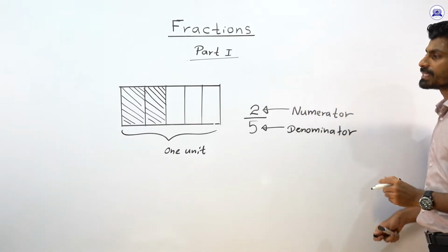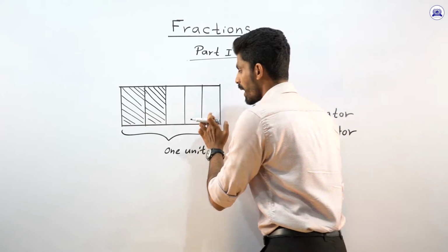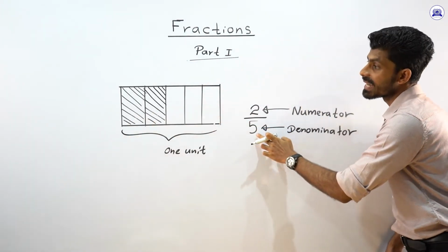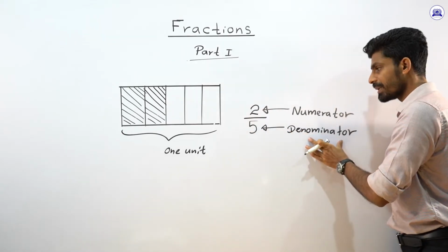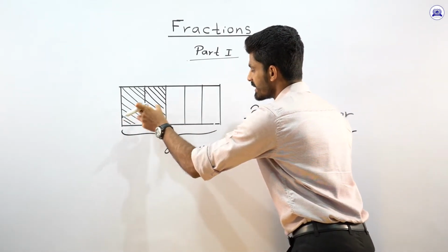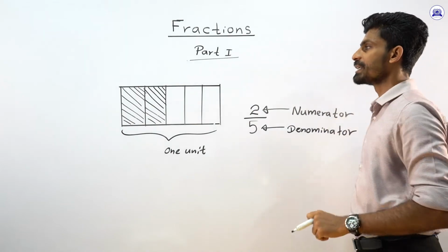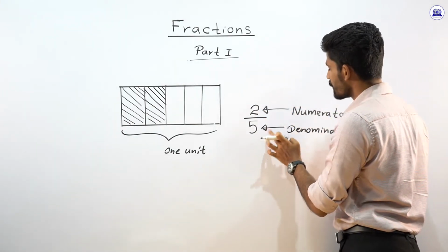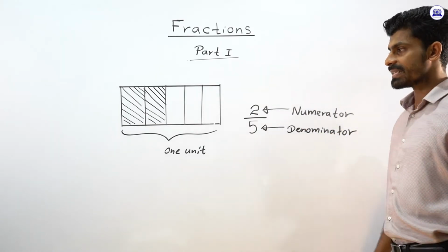Numerator and denominator. Look at this one: 1, 2, 3, 4, 5. That means 5 parts are there. 5 parts means denominator. 2 colored, that means 2 parts, numerator. So that means 2/5: numerator and denominator.